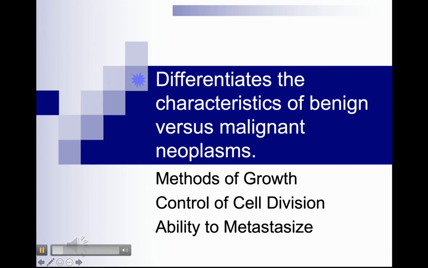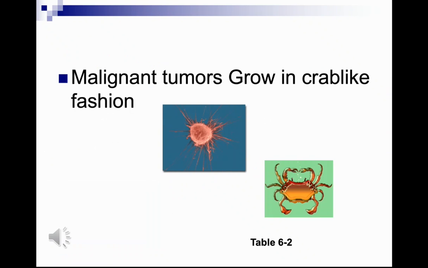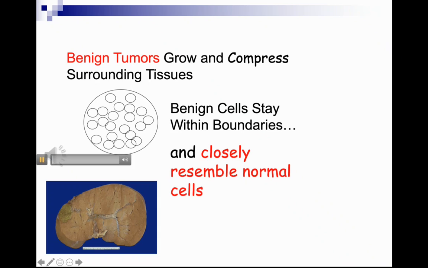We've been talking a lot about malignancy, but let's differentiate the characteristics of benign versus malignant conditions in terms of methods of growth, control of cell division, and the ability to metastasize. Benign tumors grow and compress surrounding tissue. Benign cells stay within their boundaries, and they closely resemble normal cells. Notice how all the cells, although there's an increase in number, are all contained within boundaries.